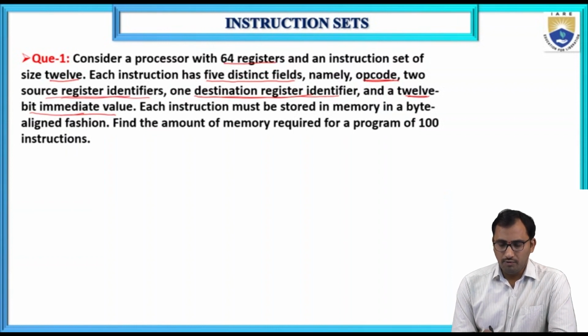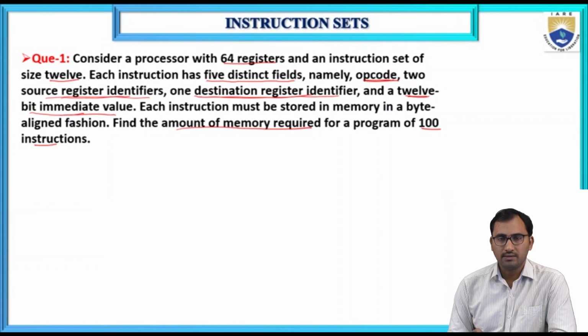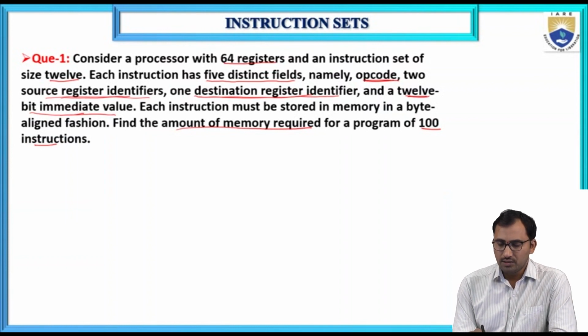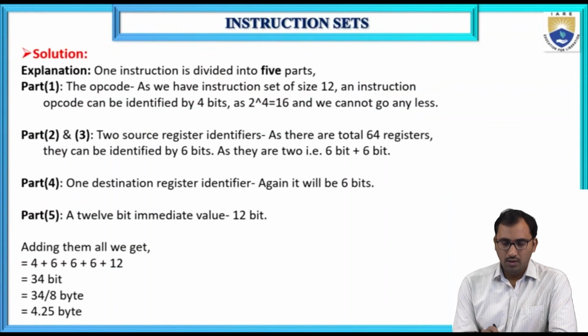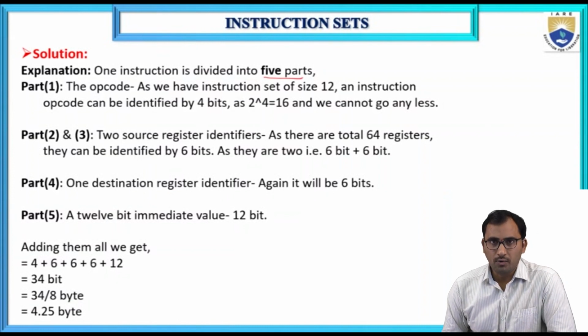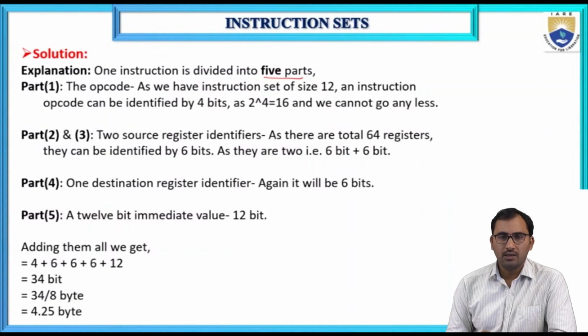In this problem, we are going to find the amount of memory required for a program of 100 instructions. If the program consists of 100 instructions, then what is the memory size required in order to store the program? That is what we are going to find out. The number of registers is 64. One instruction is divided into 5 parts. The problem already mentioned that the instruction is divided into 5 fields.